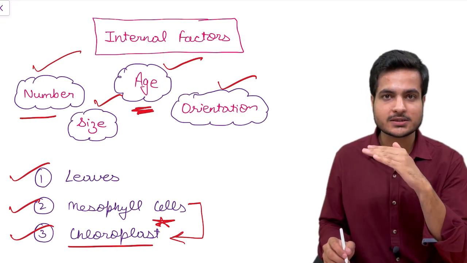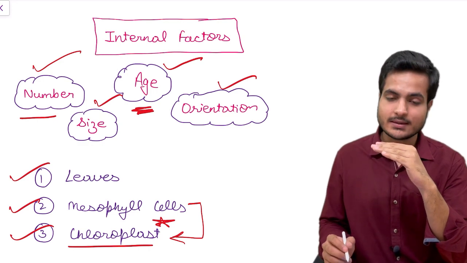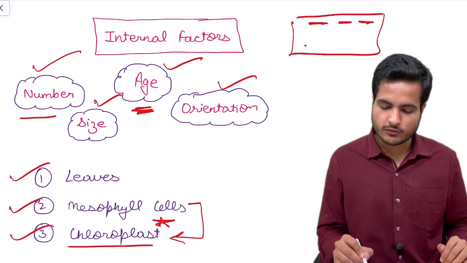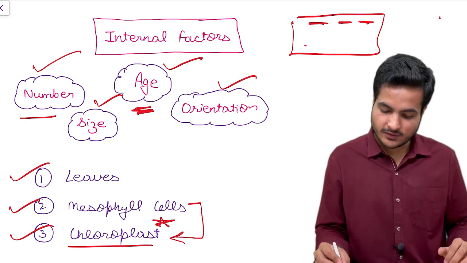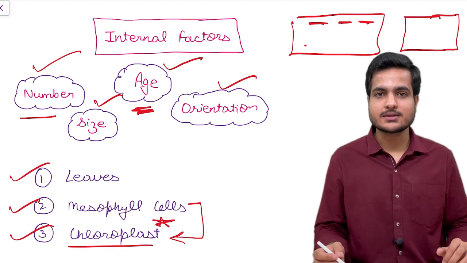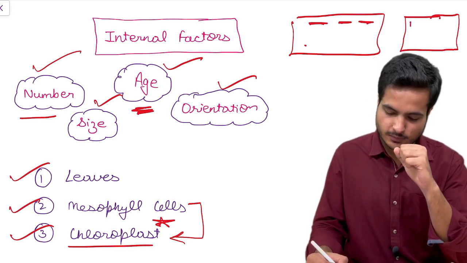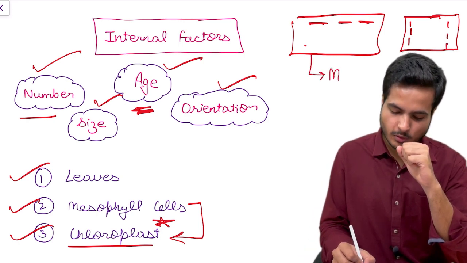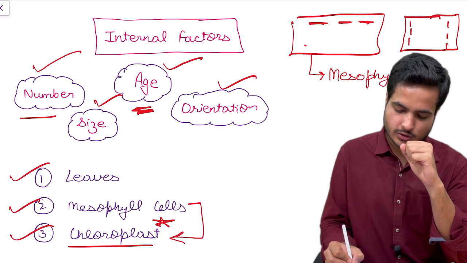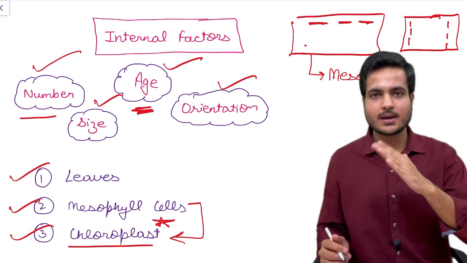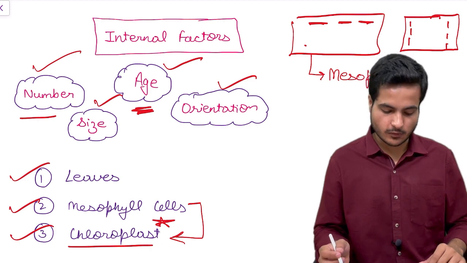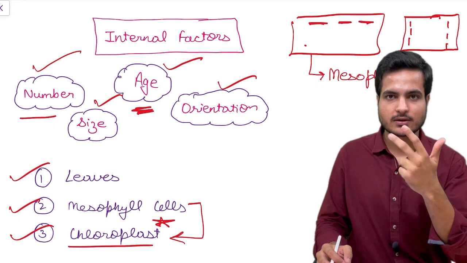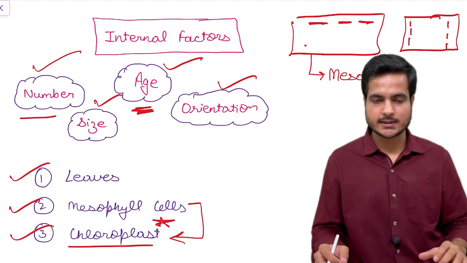For example, if the plant is placed in a shady locality, then the chloroplasts in these mesophyll cells would align themselves parallel to the wall of the mesophyll cells. But if it is present in a high light intensity area, then these chloroplasts will align themselves perpendicular to the wall of the mesophyll cells, if this box is a mesophyll cell. So you could see how they are aligned parallel and perpendicular to the mesophyll cell's wall. Now these three were the internal factors: the leaf, mesophyll cell and the chloroplast, their number, size, age and orientation.